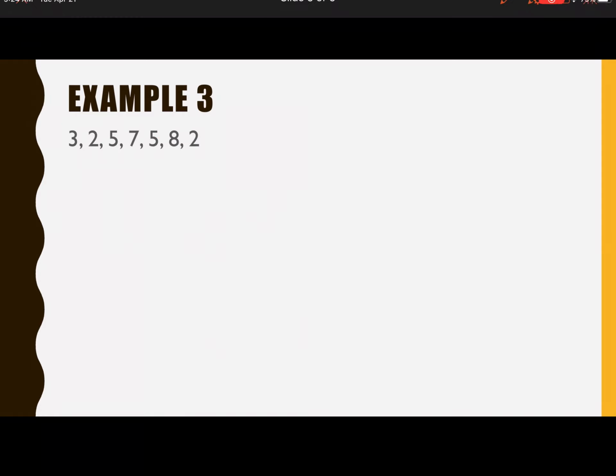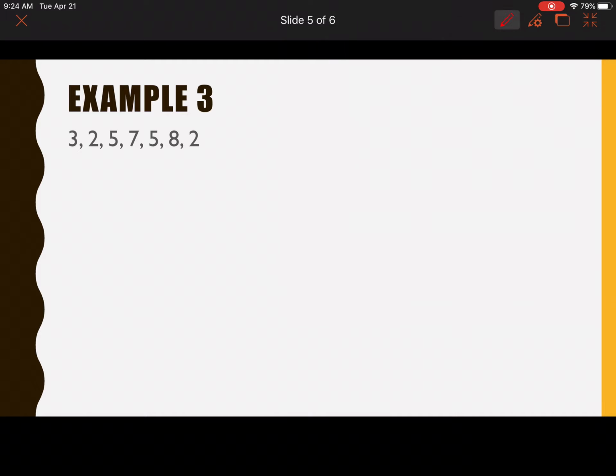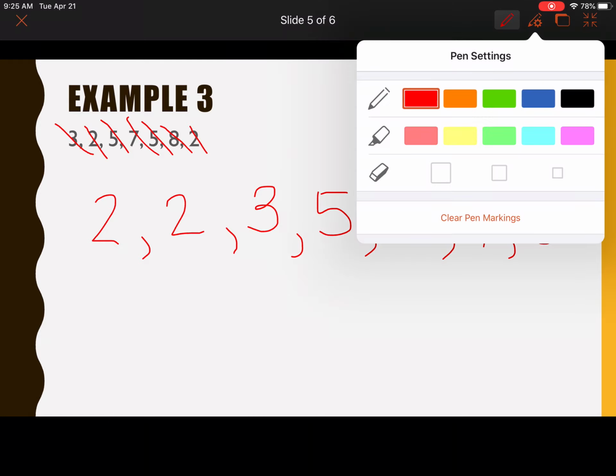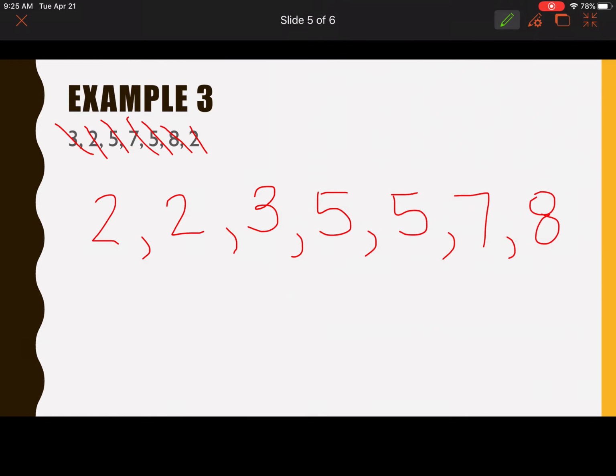Now let's look at example 3. In this set of data, we have 3, 2, 5, 7, 5, 8, and 2. First step is to order them from least to greatest. So I have 2, 2, 3, 5, 5, 7, and 8.